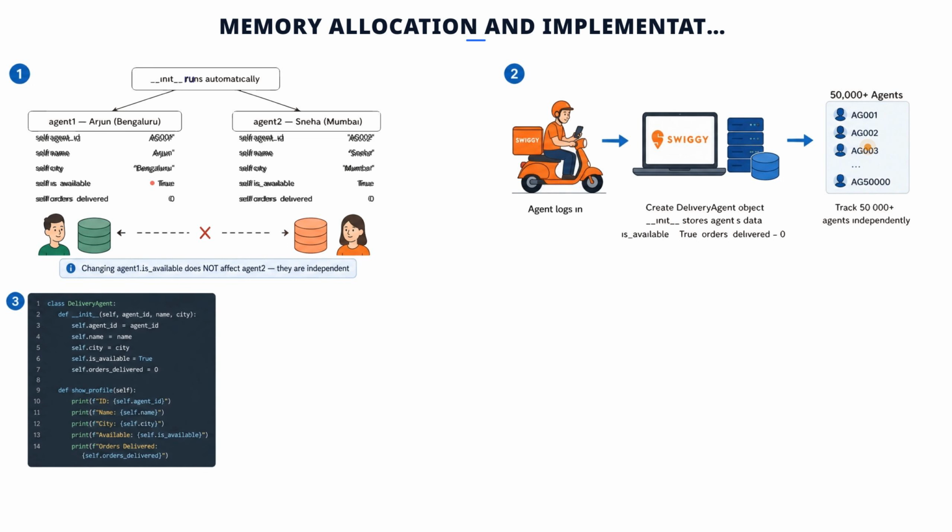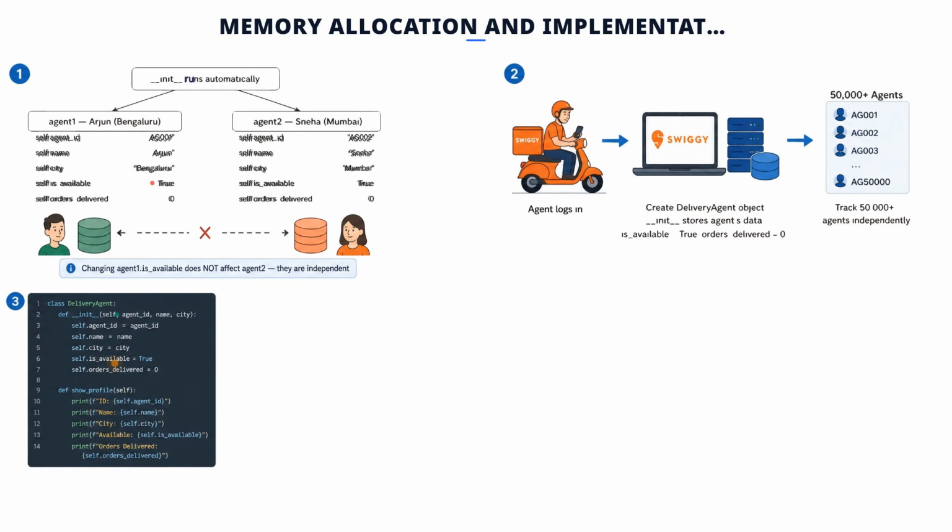It all starts with the template where class DeliveryAgent establishes the blueprint. Inside this class, we define the def __init__(self, agent_id, name, city) method. Here, self is the first parameter because it represents the exact specific agent being created at that moment. The next few lines take the information provided during creation and lock it safely inside the object. After that, default values are set for availability and orders delivered.